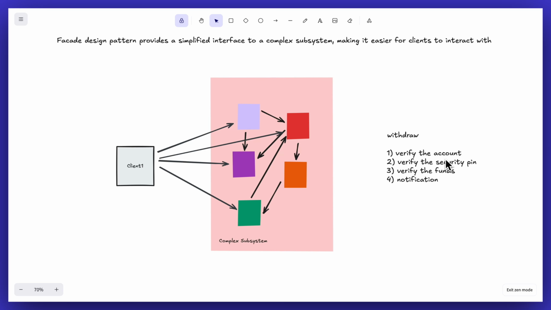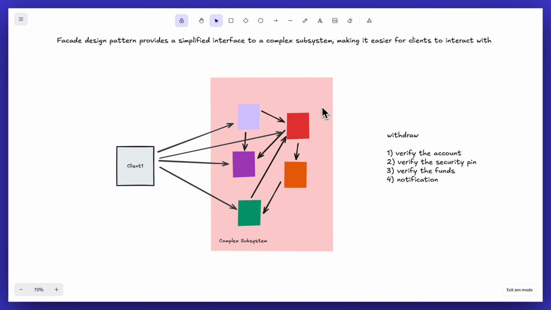First, it needs to check whether the account is present in the database or not. Let's say the account is present. Then we need to also verify the security pin, which is used for logging in. Let's say it is also valid. Then we will check whether the funds that the user wants to transfer are sufficient or not. And finally, we'll interact with the notification service in order to send the notification to the user. Right. So this client one will implement all the 4 steps one by one.